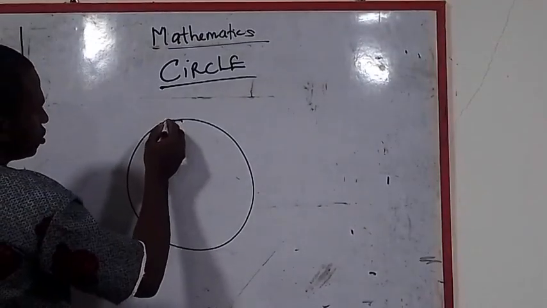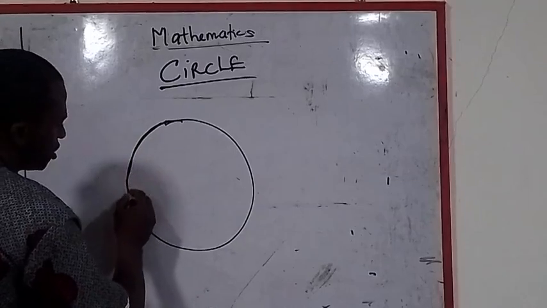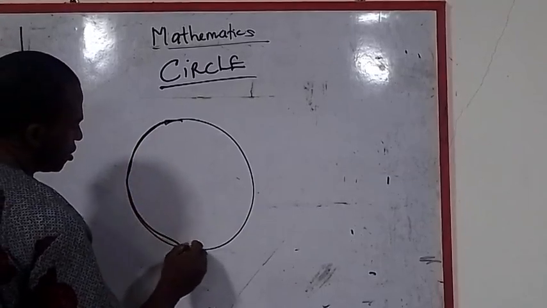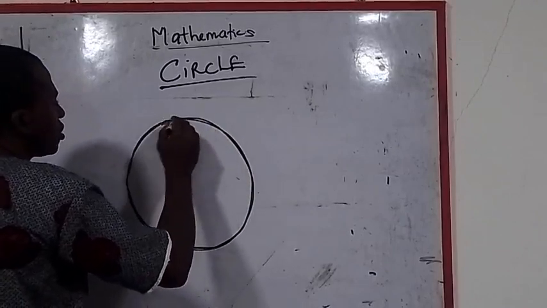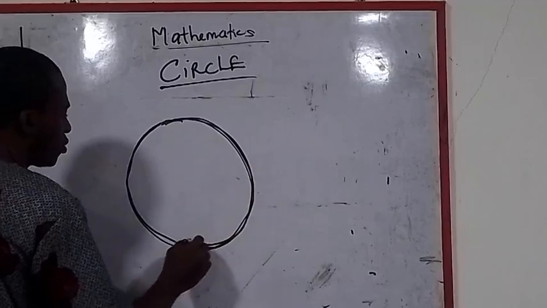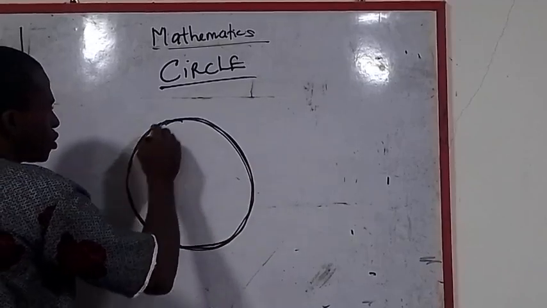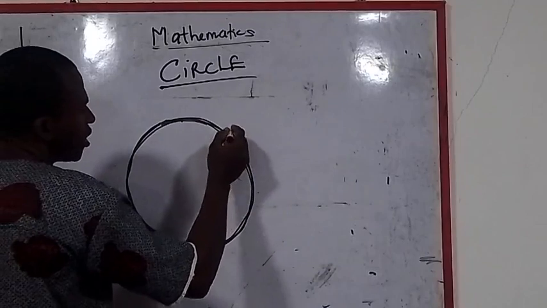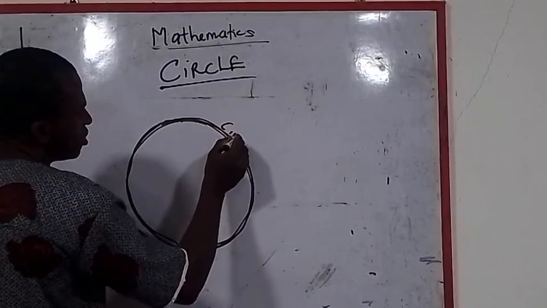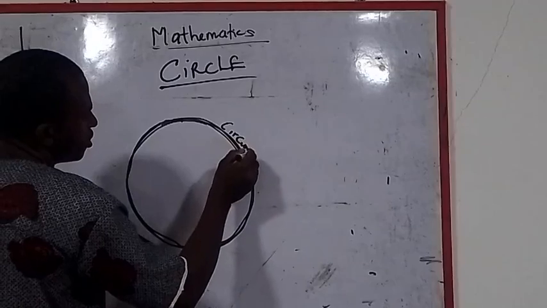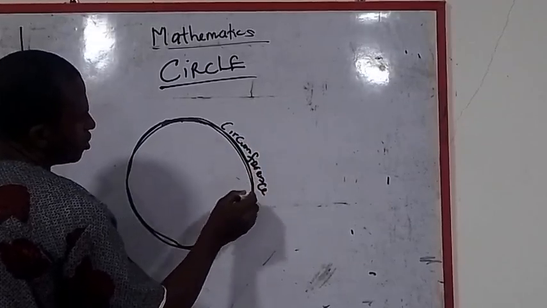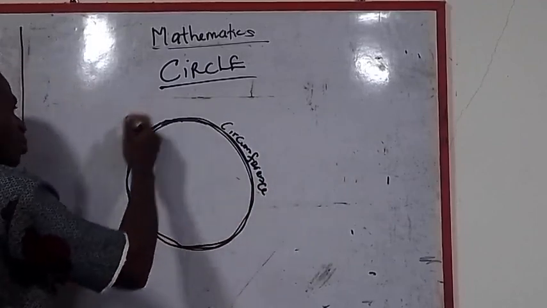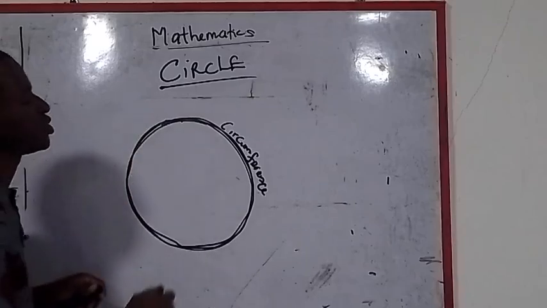The first aspect I want to talk about is the circumference. You see this line I'm drawing like this. This line that goes around the circle, the boundary of the circle. No wonder it's also called the perimeter of the circle. The boundary is called the circumference.